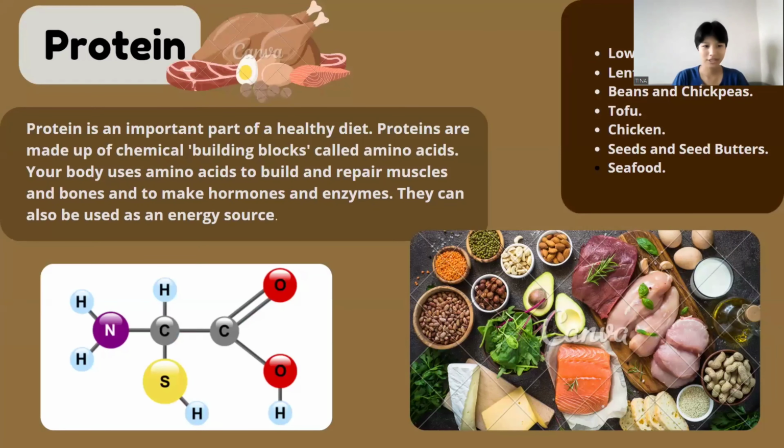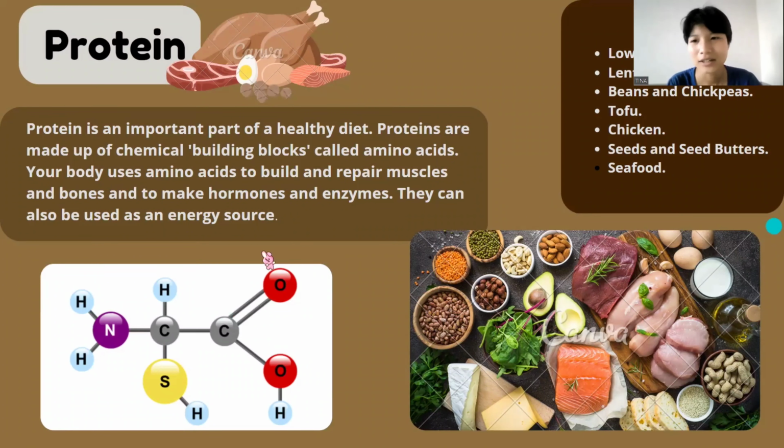And this is protein, the essential one. Protein is an important part of a healthy diet. Proteins are made up of chemical building blocks called amino acids, and your body uses amino acids to build and repair muscle and bone, and to make hormones and enzymes to support your immune system. They can also be used as an energy source. So this is the structure of protein. The elements are carbon, hydrogen, oxygen, and nitrogen.